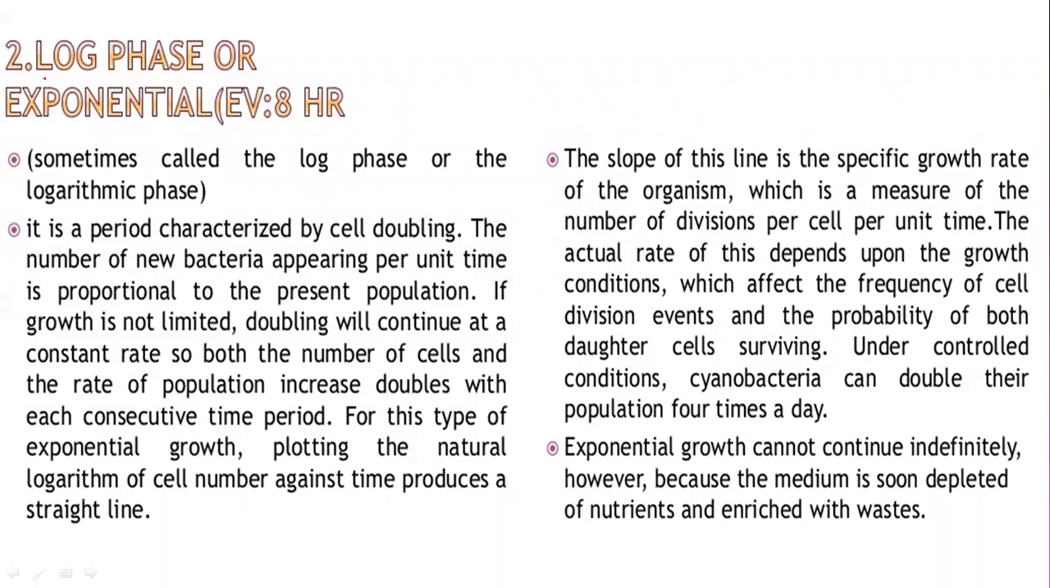If we talk about the log phase, the second phase, that is the exponential phase. Exponentially, they are increasing in their numbers. The log phase is also called the logarithm phase. That's why it's called the exponential phase, because they are growing and increasing exponentially. So the cell is doubling here. It means the number of new bacteria appearing per unit time is proportional to the present population.